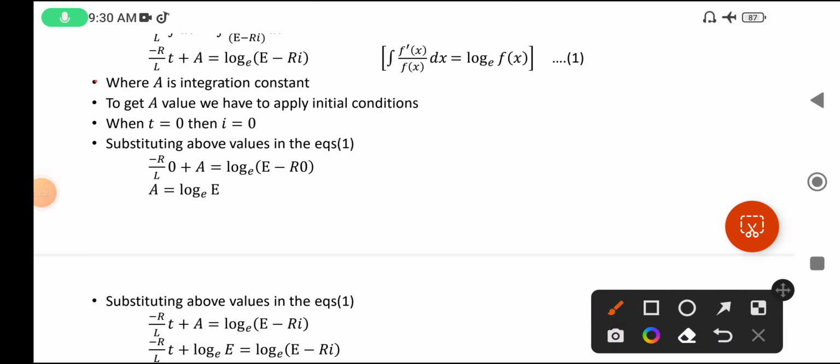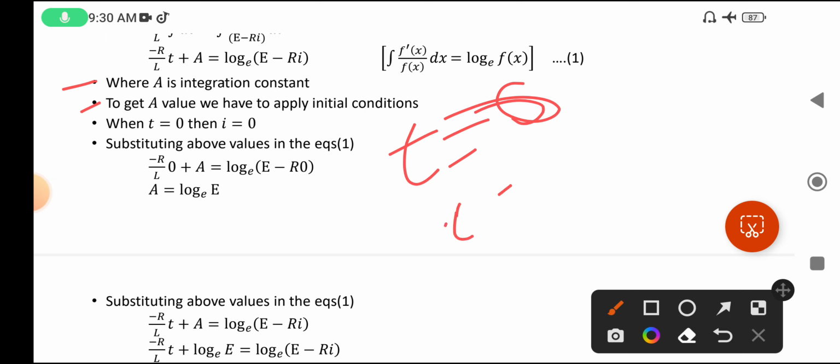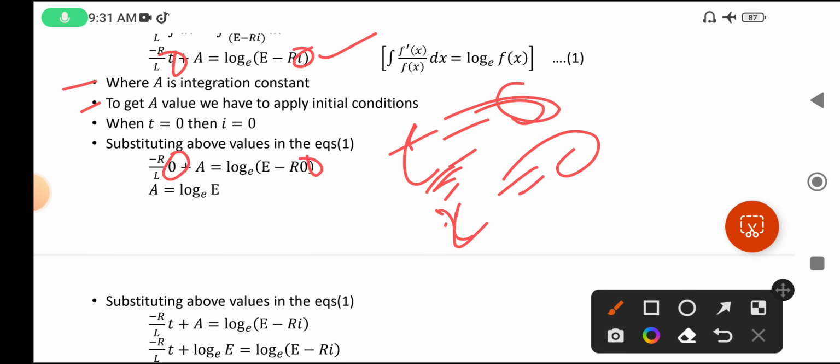And next, where a is an integration constant, just now I told you, when we integrate on either side, we must put a constant. To get its value, we have to apply the initial conditions. What are the initial conditions? At time equal to 0, means the beginning, before switching on the battery, its time is 0, then current cannot flow, that current is also 0. Okay. When time is 0, current is 0. Take these values and substitute here. So, time 0, current 0.